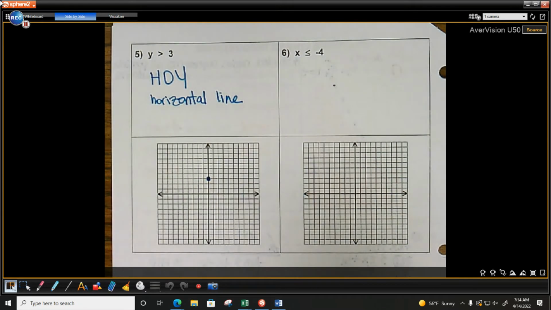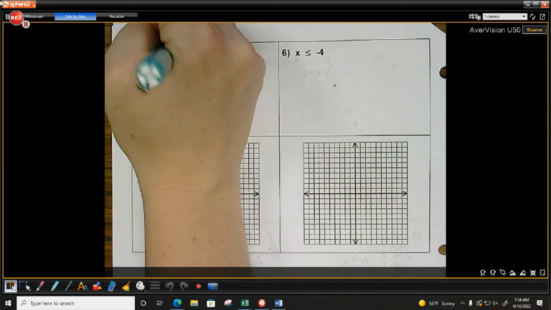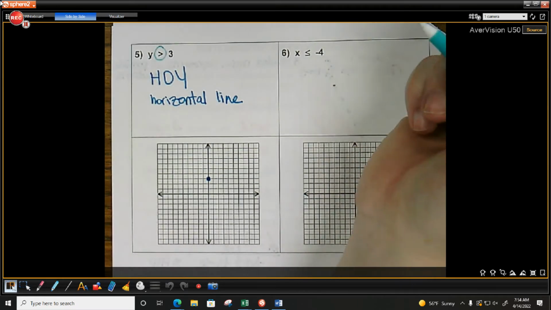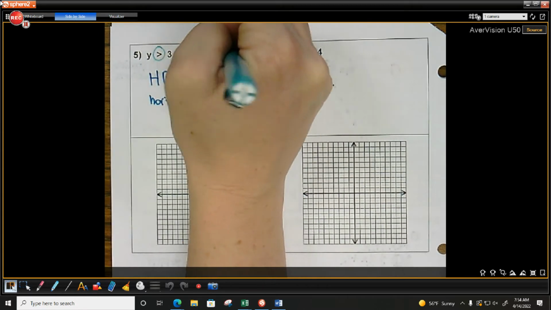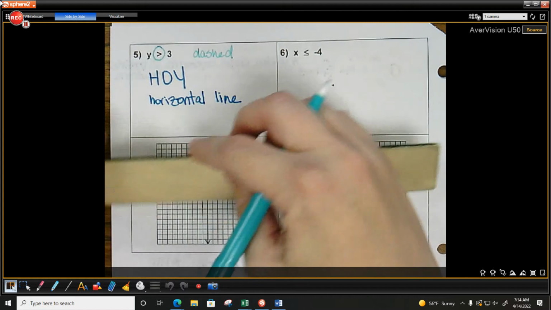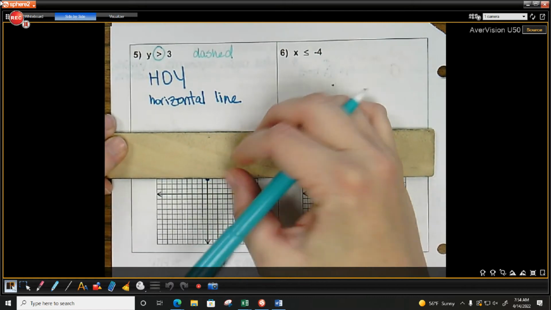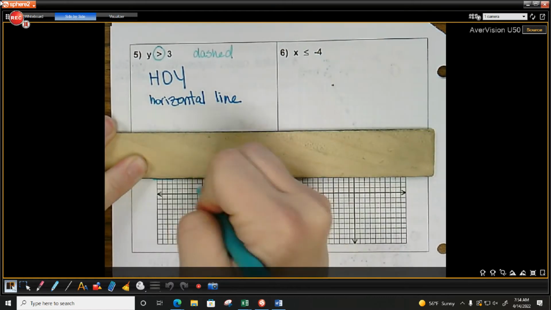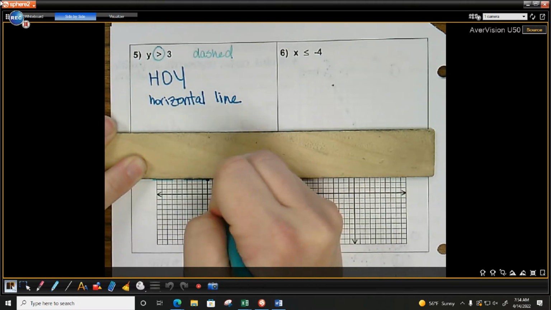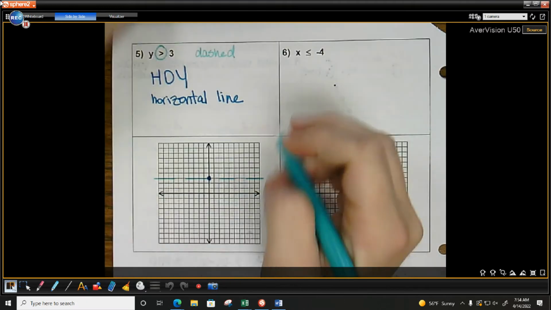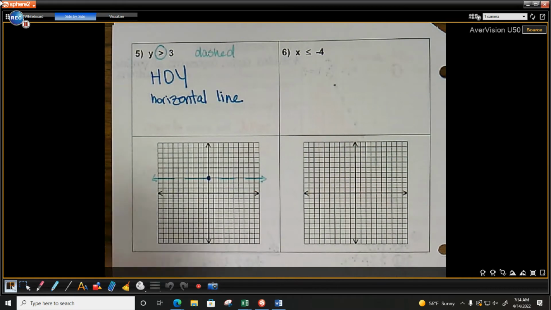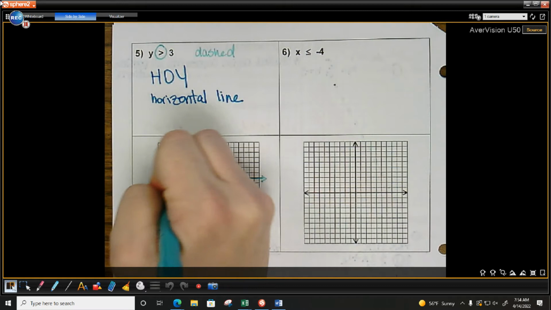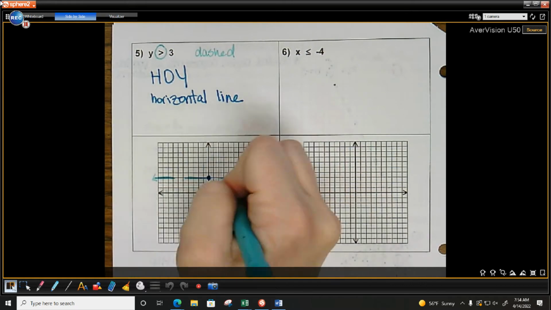Okay, we still need to know if it's solid or dashed. Looking at your inequality, do you see the solid line under it? No, so this is dashed. So a horizontal dashed line where y is 3. Again, a dashed line just means it's not connected. You have to pick up your pen, pick up your pencil. There are breaks in the line.